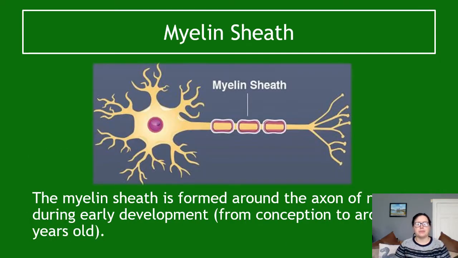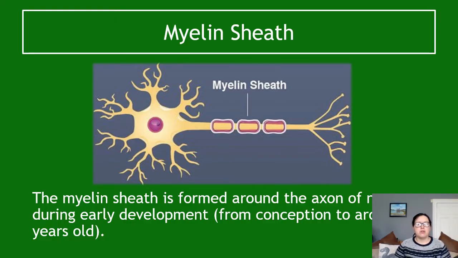and that's not very useful. So the myelin sheath is formed around the axon of a neuron during early development. So when you were first born, you didn't have a massive amount of myelin sheath around your neurons. And when you were first conceived, it's not like boom, neuron, instantly myelin sheath. It takes time to form. So it's from conception to around 3 years old.